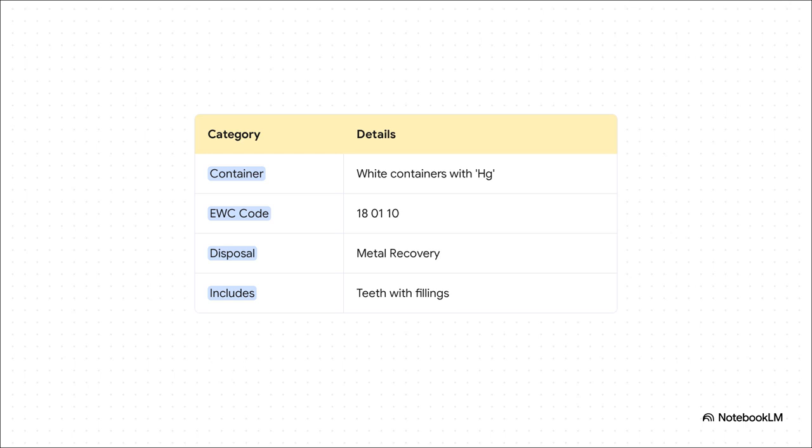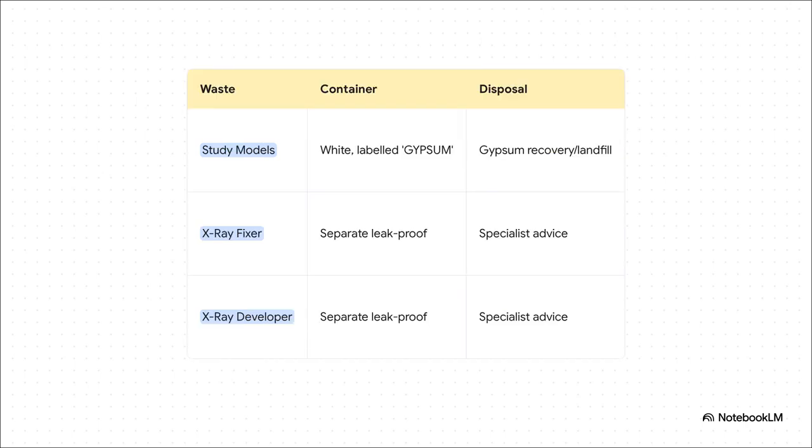Amalgam waste is a huge one, of course, because of the mercury. The single most important thing to remember here is that the goal is metal recovery. This waste cannot go to landfill or be incinerated. It goes in a special white container, clearly marked with the Hg chemical symbol, and your practice must, by law, have an amalgam separator fitted. And just to round out this section, a couple of others.